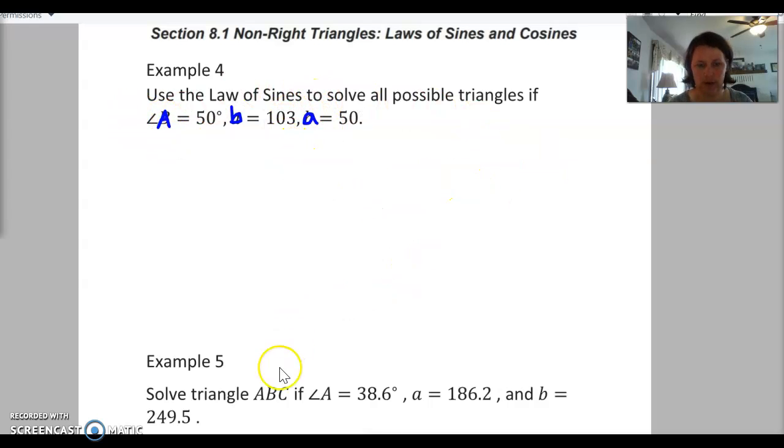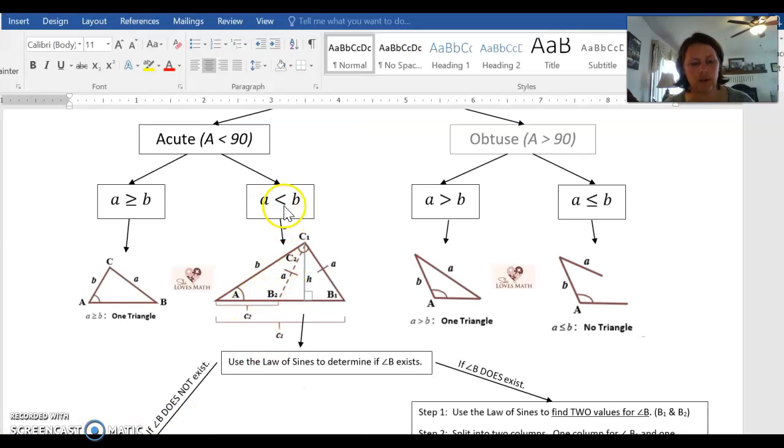Okay, so let's go to our flow sheet. So here's our flow chart. The first thing that we want to do is decide, is the given angle acute or obtuse? The one they gave us is 50 degrees, so that means it's acute. Then we need to look at the side lengths. Is side A less than or greater than B? In this case, side A is less than B. So we come down to this case, which is our ambiguous case. This is the case that takes a little bit more work.